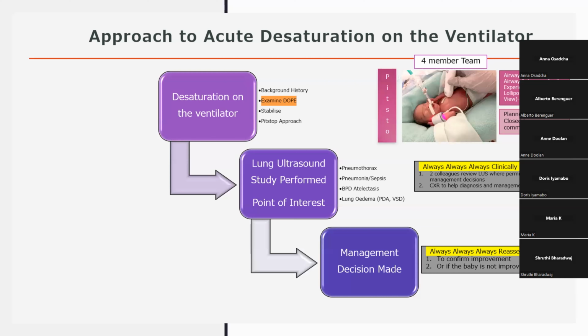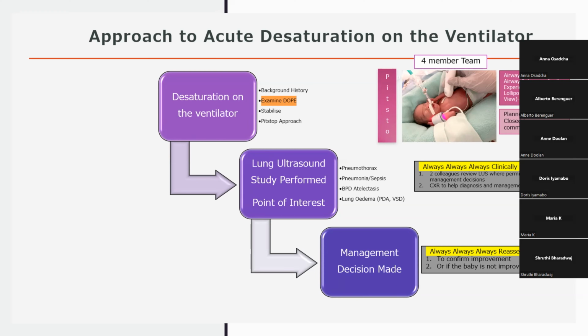Now, in a pneumothorax, an anterolateral scan may be sufficient, but clearly, if you don't find something that explains that in an anterolateral scan, then you have to go for a comprehensive scan. And once you've done that and you've come to your diagnosis, that's when you make management decisions.